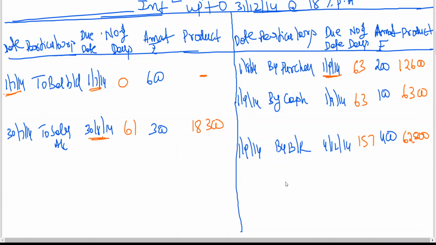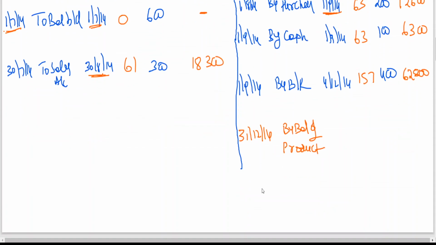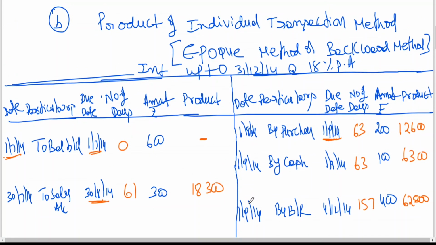We have to go for product now. Before you go to product, one special point you should remember: year ending, that is the closing of the books, 31st December 14. You'll be writing one small one: by balance of product. Sir, what is that by balance of product, sir? I'll tell you.